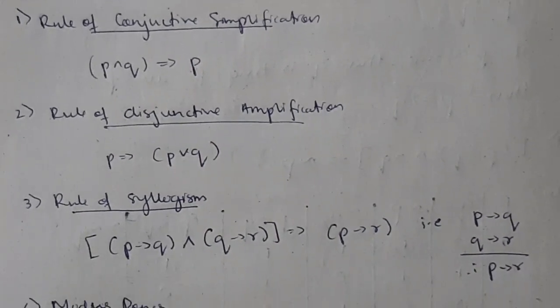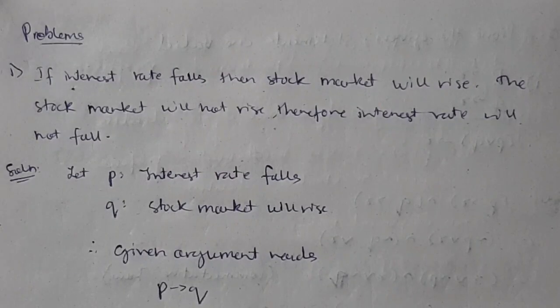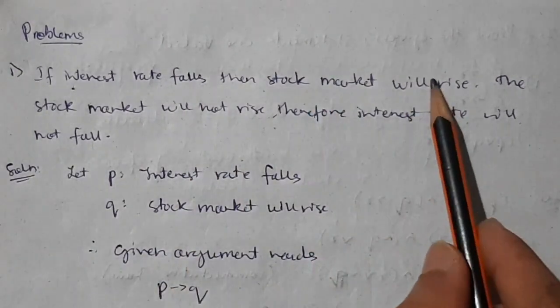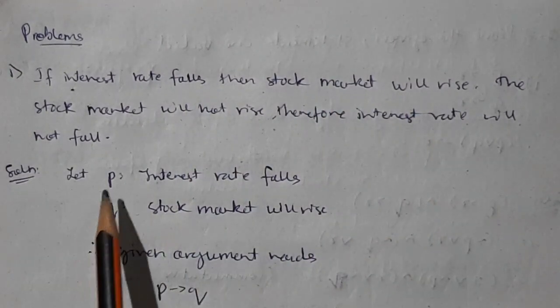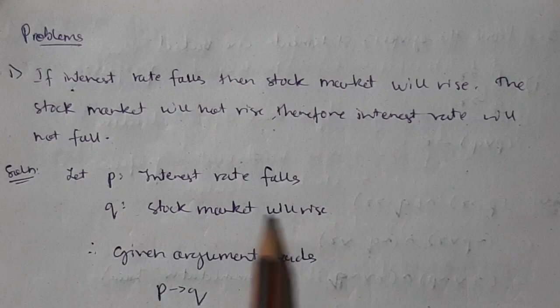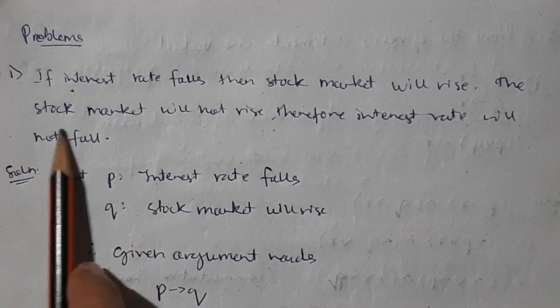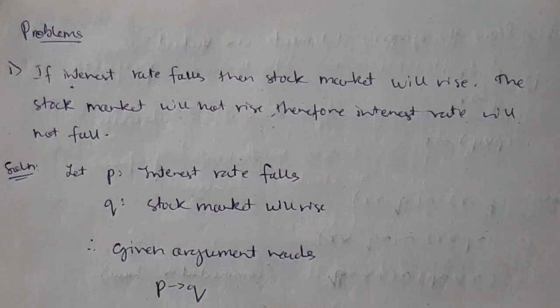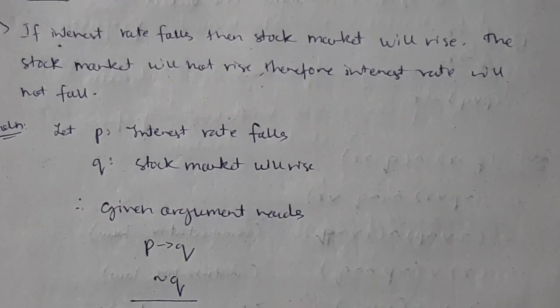First we will see an example. See, the problem is of this type. Okay, if interest rate falls, then stock market will rise. Take this as two statements. Interest rate falls as P, stock market will rise as Q. Then the stock market will not rise, therefore interest rate will not fall. Now how can you write this argument? The given argument is in this form, right?